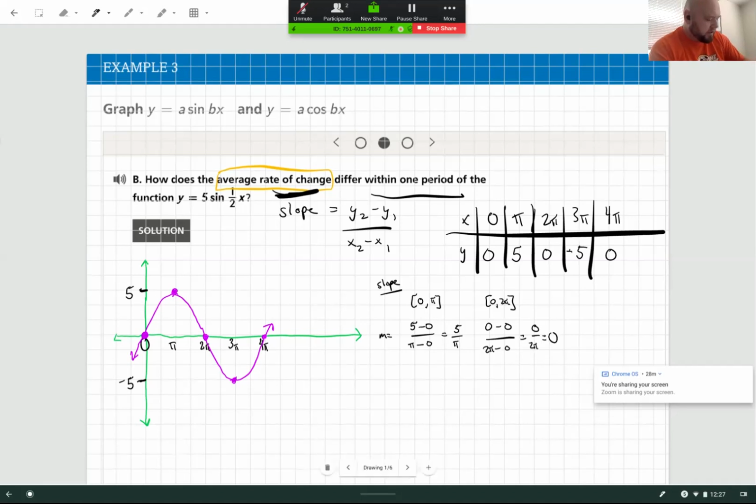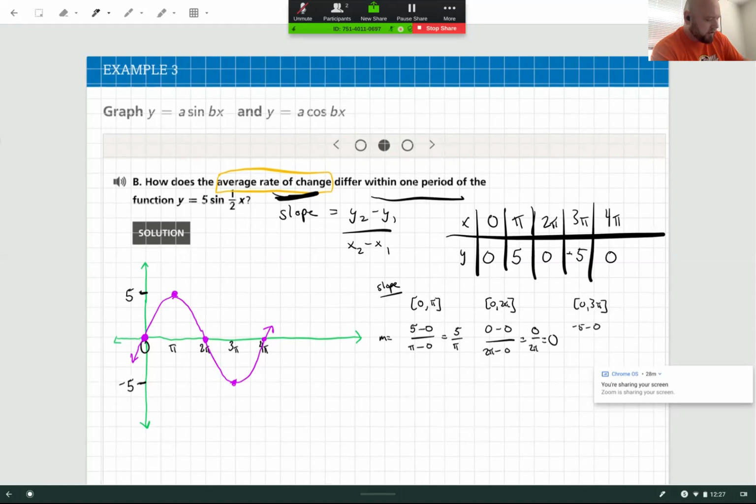If I went from 0 to 3 pi, my ending y value is -5. My starting y value is 0. My ending x value is 3 pi. My starting x value is 0. -5 minus 0 is -5. 3 pi minus 0 is 3 pi. And I'm not going to do 0 to 4 pi because you can see that we start at 0 and we end at 0. So it's still going to give us an average rate of change of 0 again. Our average slope would be 0.